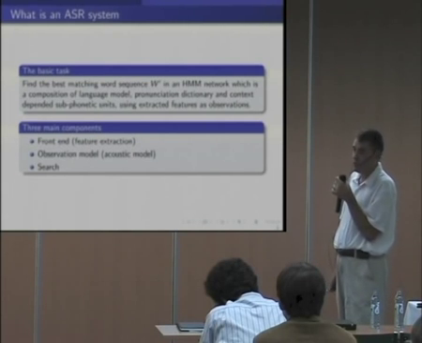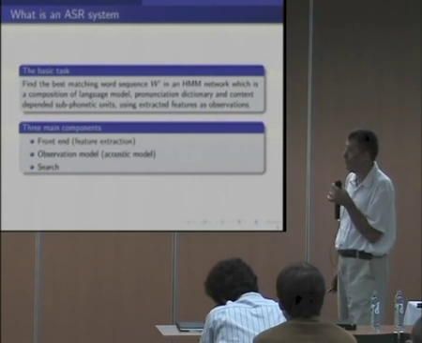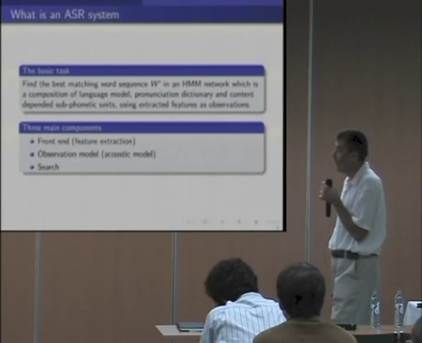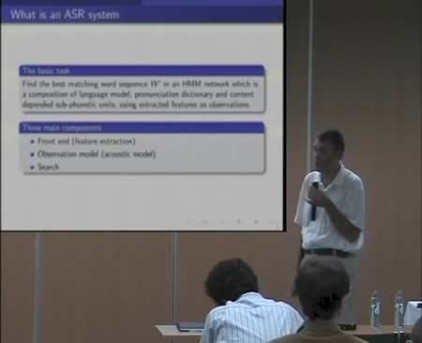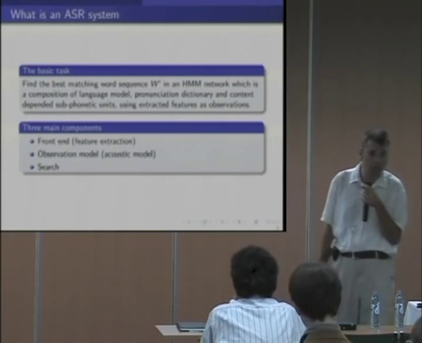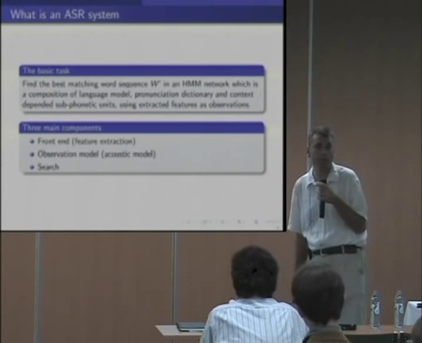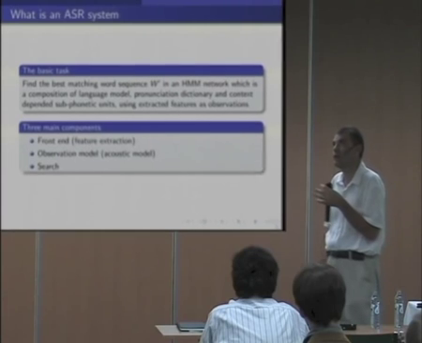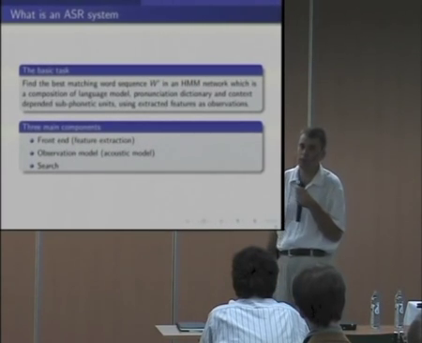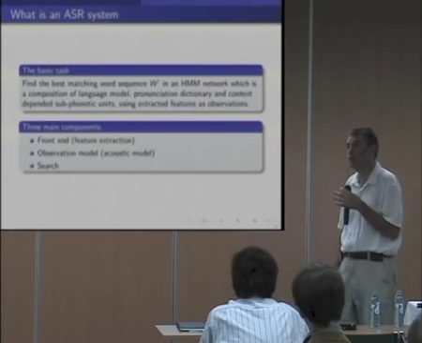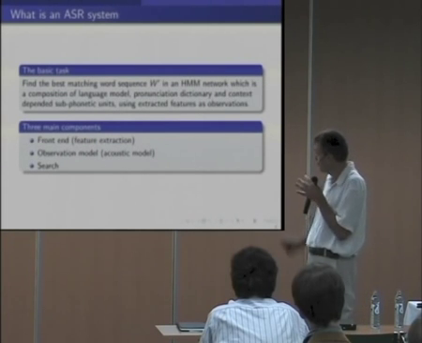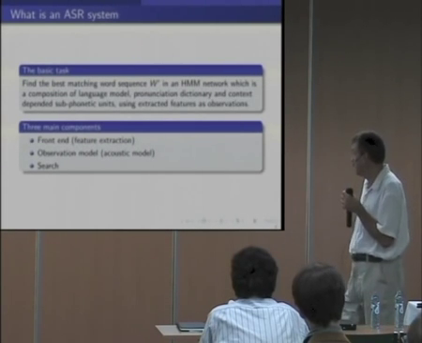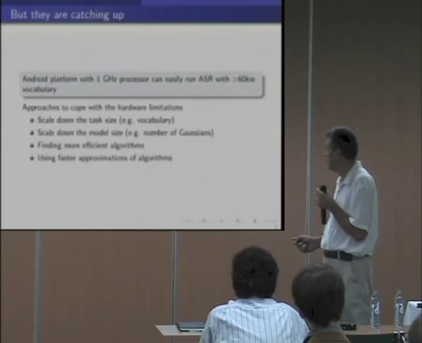The three main components of the decoder are the front end, which extracts the features. The features are then modeled by some observation model. 99% of decoders today use mixtures of Gaussians. Yeah, there are others. There is lots of research in using neural networks or some other source of densities, but we don't really care about it today because we will focus on the search.